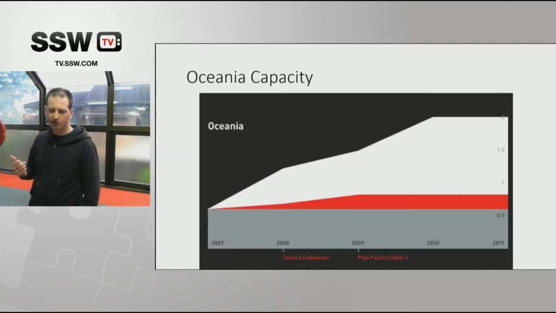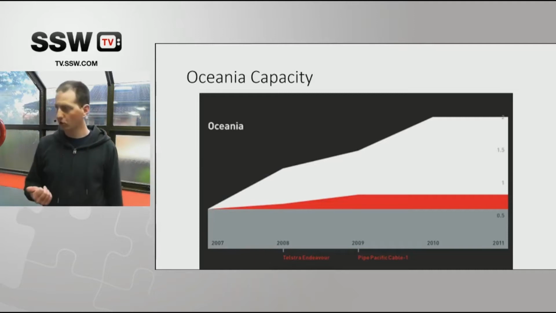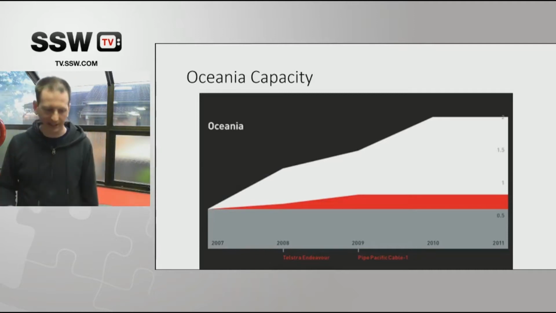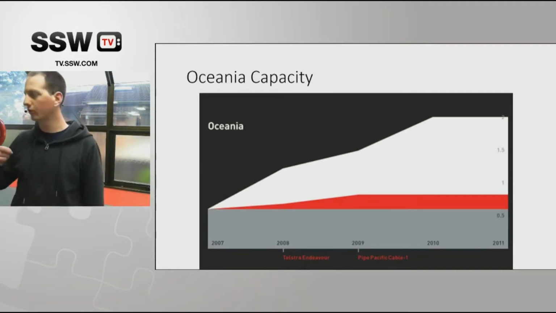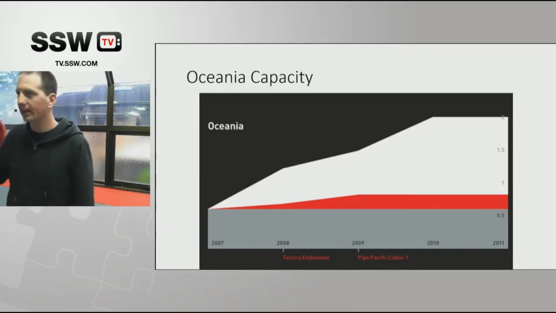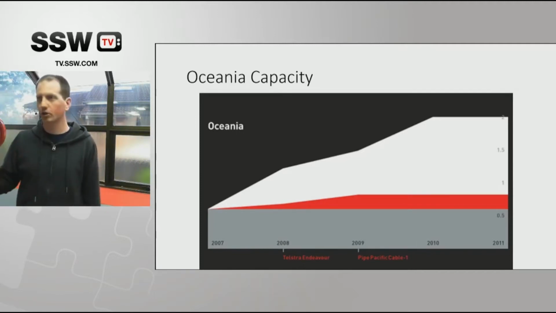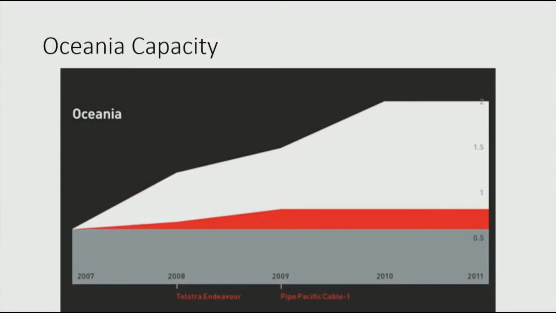So this is a graph from a company called Telegeography, and what it shows is the capacity of submarine cables coming into Australia from the year 2007 until the year 2011. The white bit up the top of the graph here is total capacity, and this is 2 terabits per second basically. And then the white bit indicates repurposed existing cables, and the red bit indicates new cables.